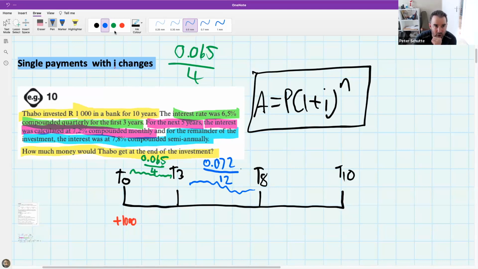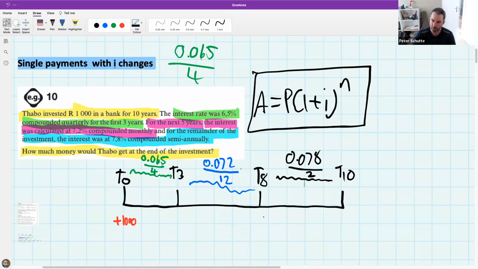All right, now we need to know what is the interest rate for this last period here. Can you put that in the chat for me? Or you can raise your hand and just tell me over the audio chat if you think you know what it is. So I see Tandor has said 0.078 divided by 2, and that's because it's semi-annual.